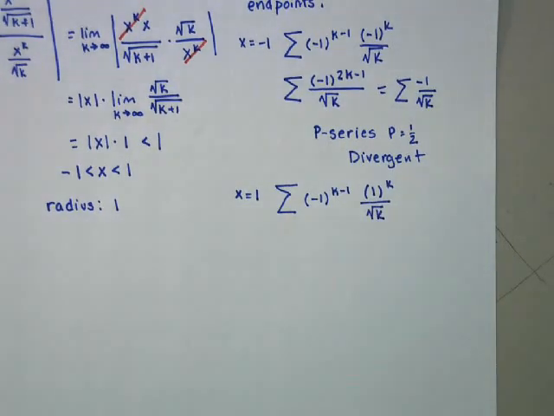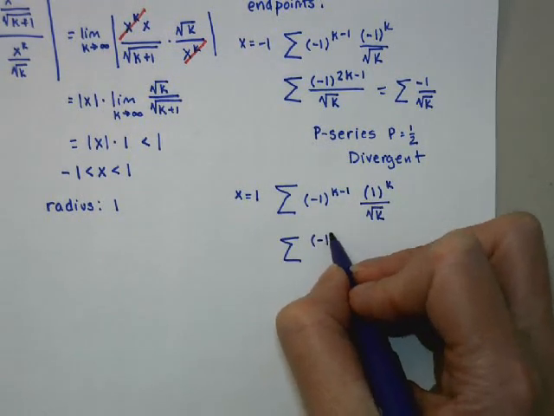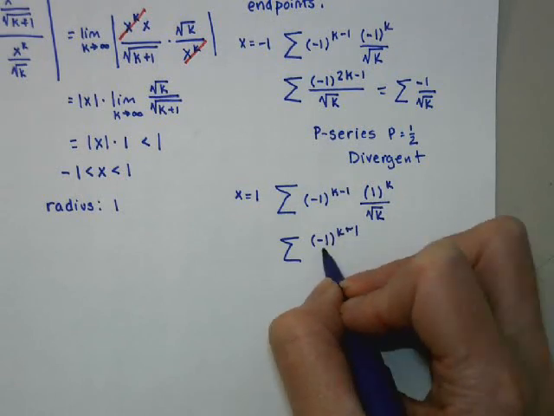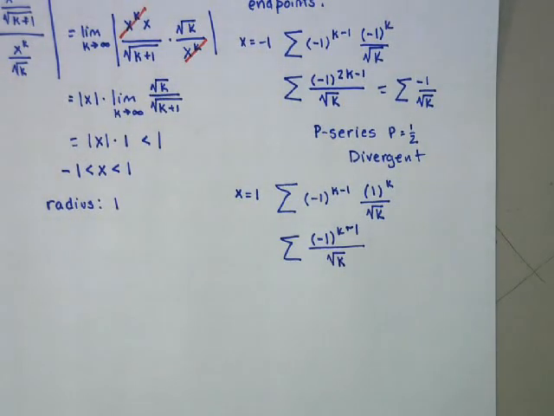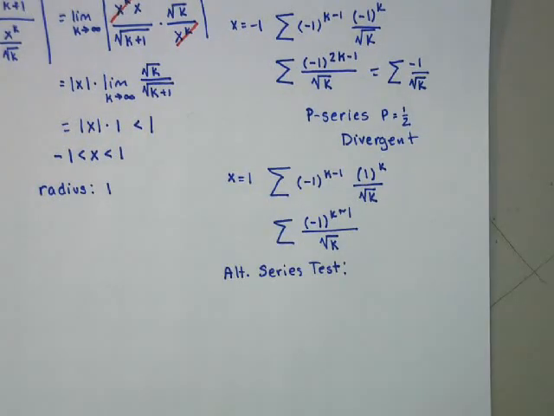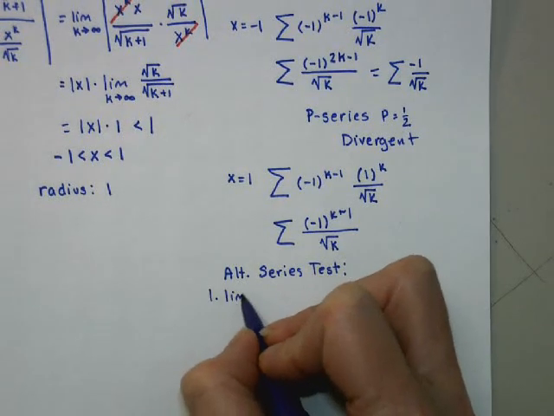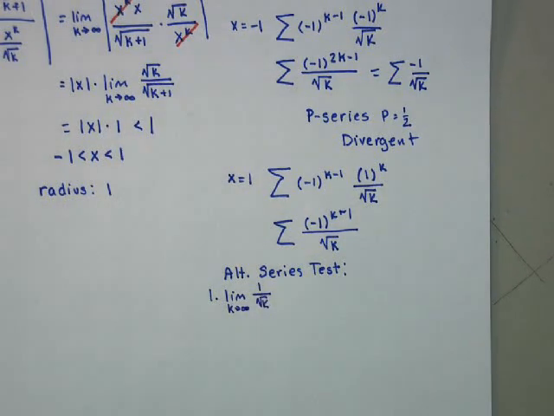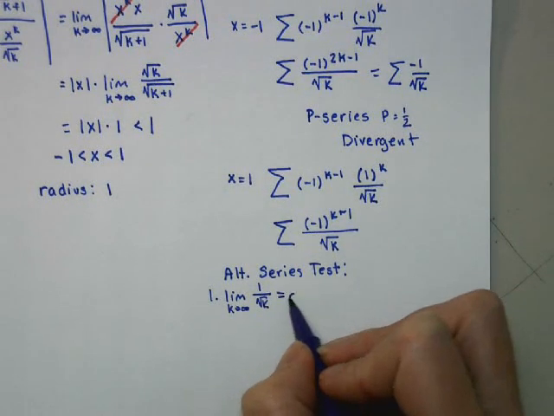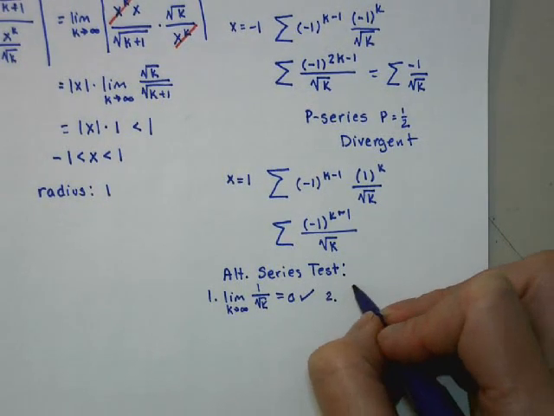Okay, so we plug 1 into that location. 1 to the k is just 1, so this is just -1 to the k minus 1 over square root of k. This one will alternate. Okay, so we are going to use the alternating series test. In the alternating series test, we need two things to be true. We need the limit as k goes to infinity of everything except for the alternating piece to go to 0. And we need it to be decreasing.